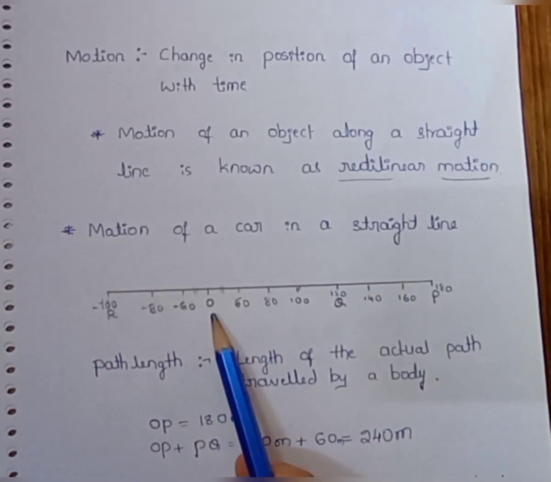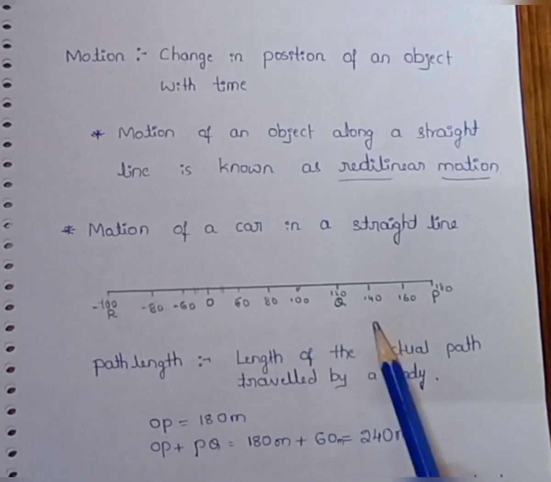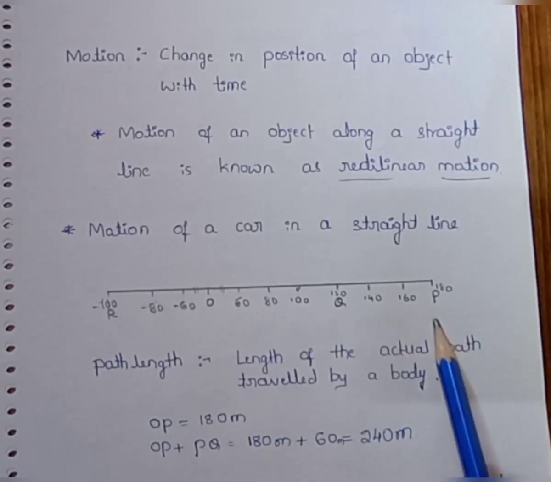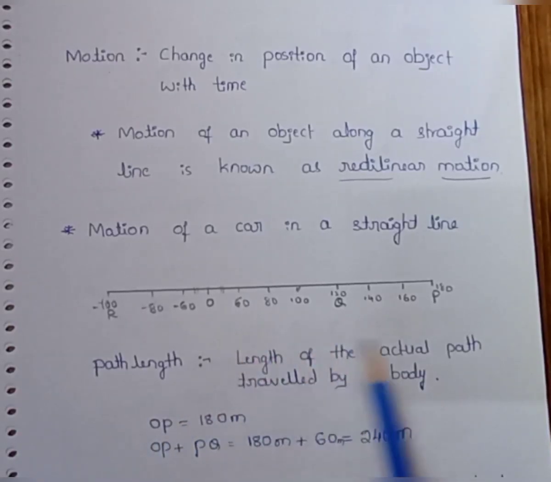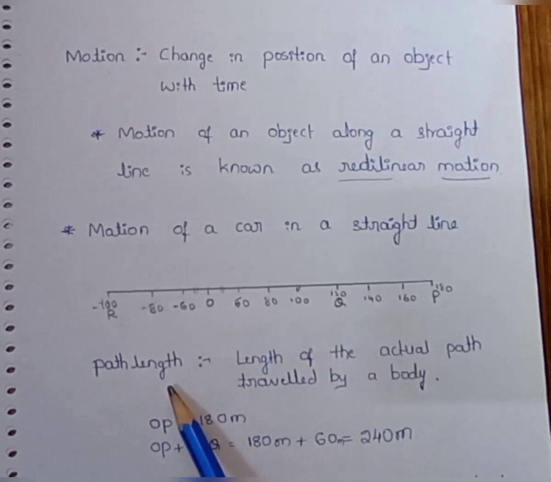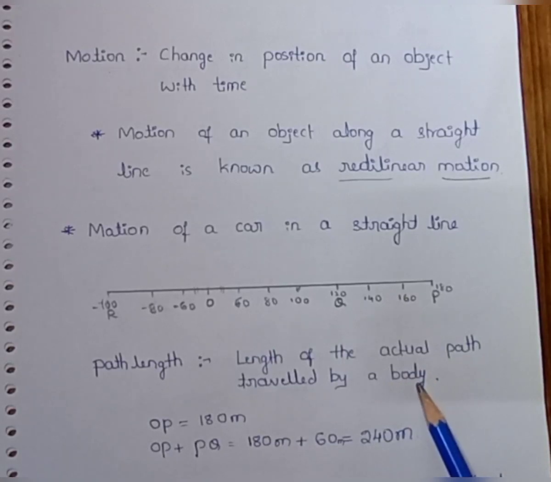Here, O is the origin position of the car, and P, Q, R are the different positions at different times. Let us define what we mean by path length, which depends on the position of the car. Path length means the length of the actual path traveled by a body.